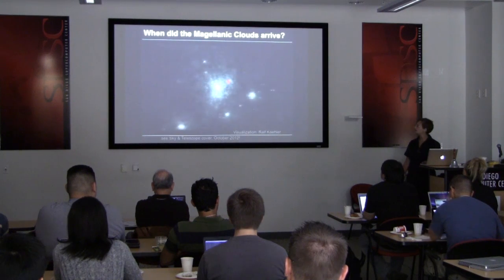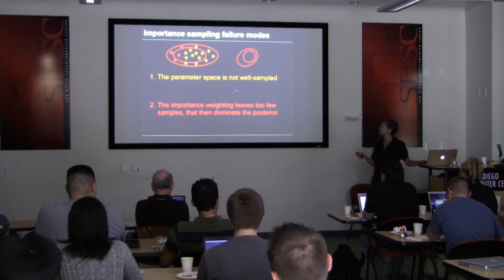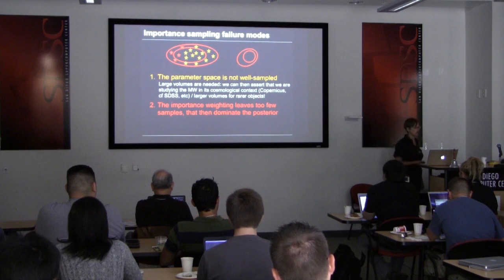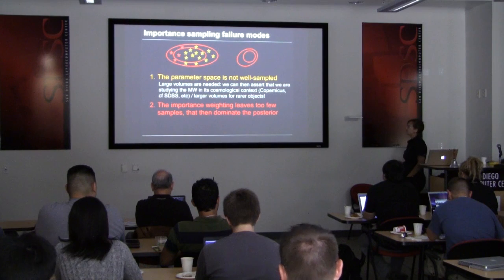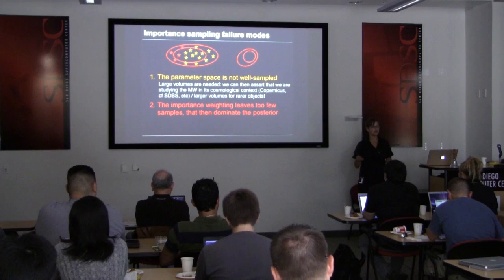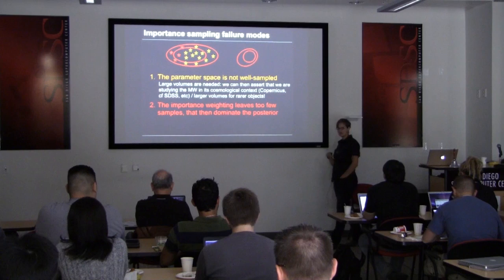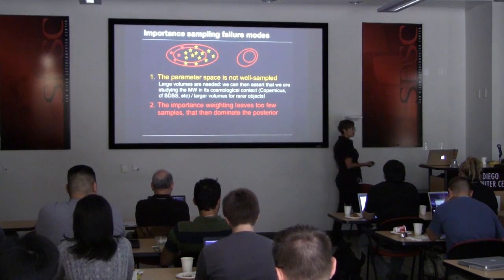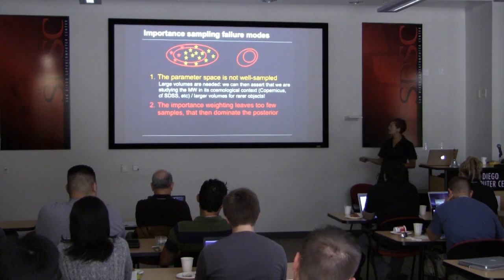There's some places where it might fail. So one issue is if the parameter space is not well sampled, right? You need really large volumes of cosmological simulations to be able to do this. And as you're interested in either applying more and more priors or applying more and more measurements to the data, or if you're interested in looking at rarer and rarer objects, you need to simulate a larger and larger volume.